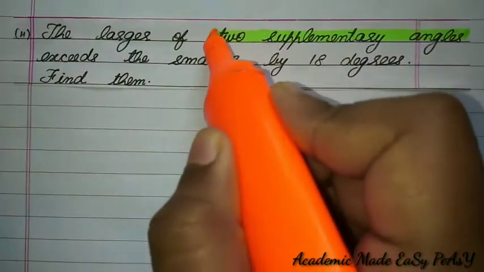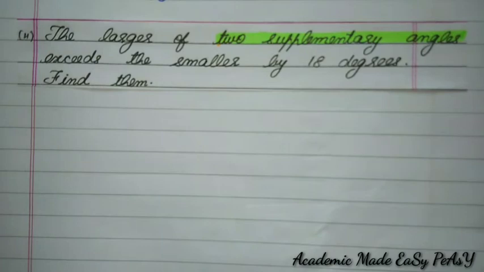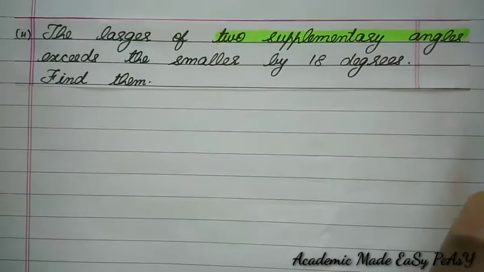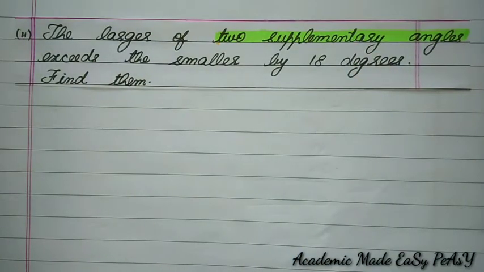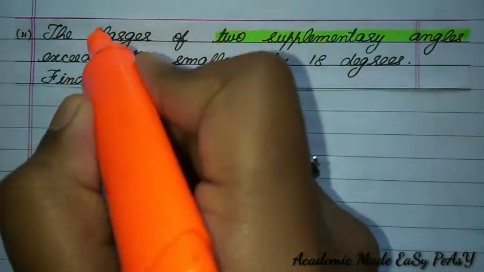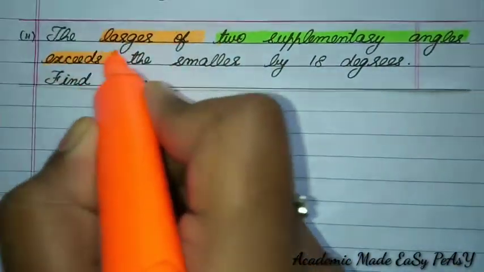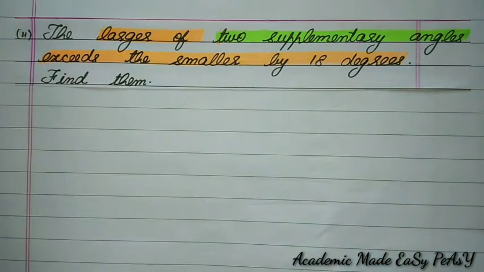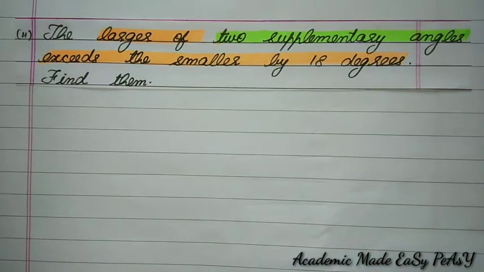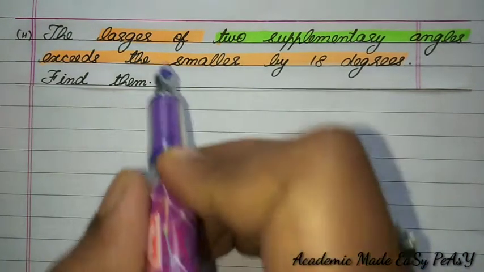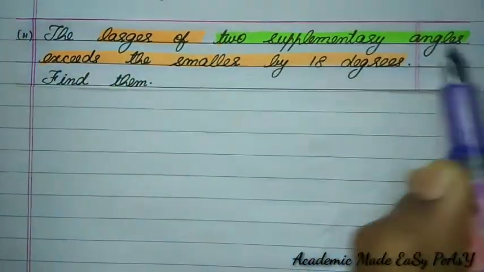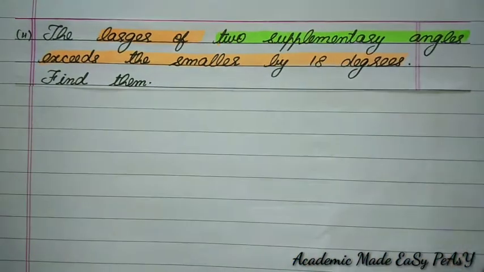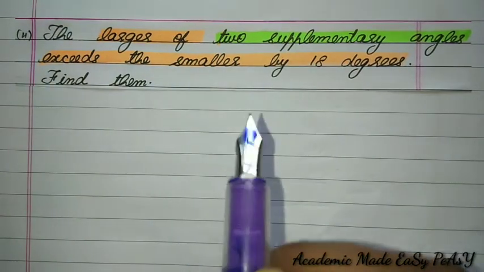So if two supplementary angles is given like that, we take that as the first part of the question, and then we take the entire statement as the second part. They are saying that the larger angle exceeds the smaller by 18 degrees. These are the given statements for us. I will teach you once more: the larger of the two supplementary angles exceeds the smaller by 18 degrees. Only that is given.